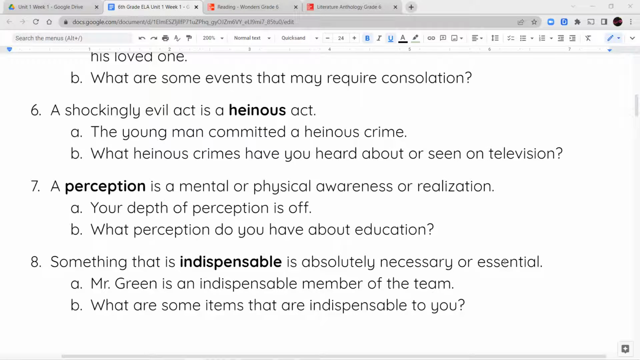Next and last for our vocabulary words this week is the word indispensable. So something that is indispensable is absolutely necessary or essential. You can't do without that thing. You need it.